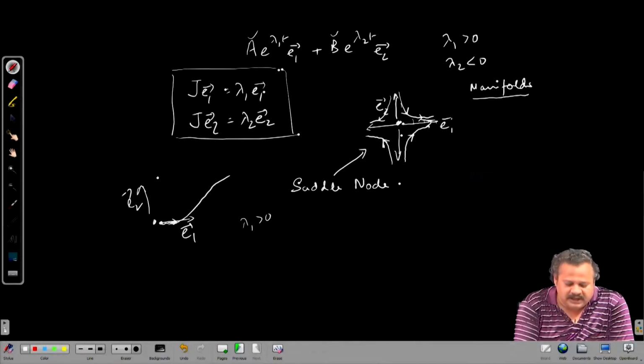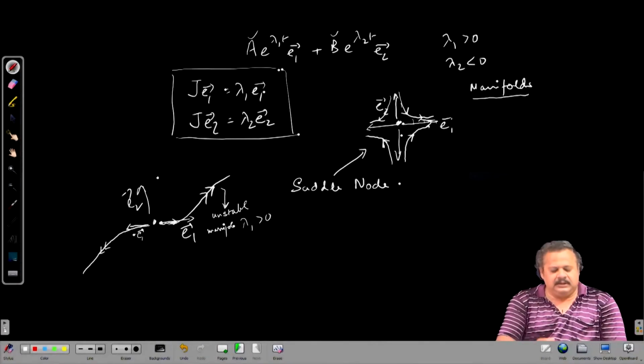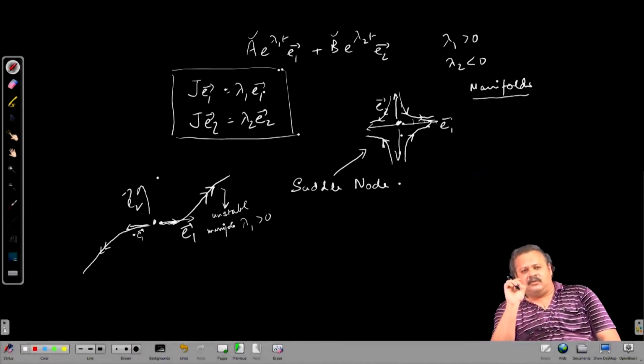So, this trajectory is called one of the unstable manifolds. Similarly, along the negative E1, there will be the other part of the unstable manifold, that is the direction along which the system will go if you start it just outside of the equilibrium point along E1 with no component along E2.